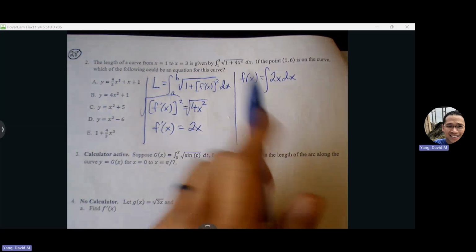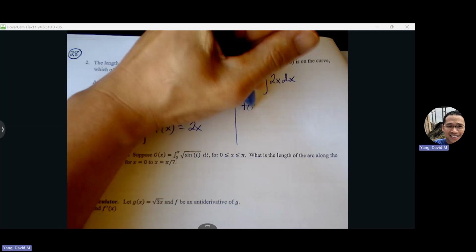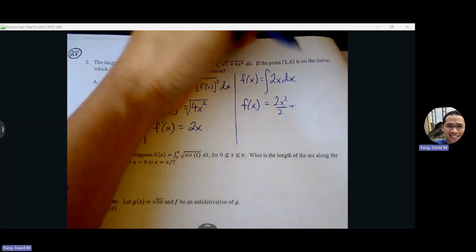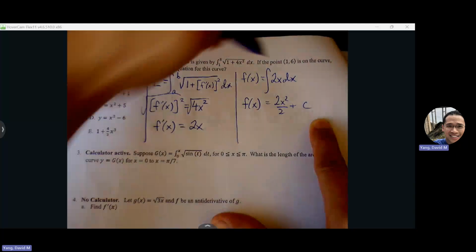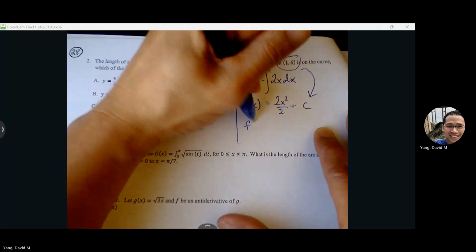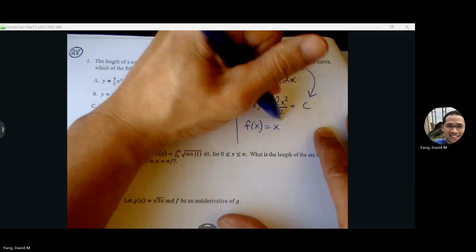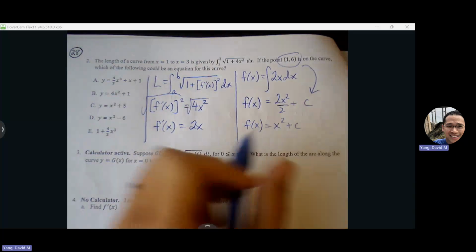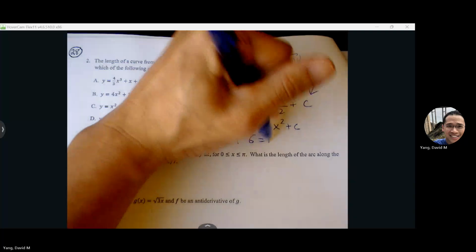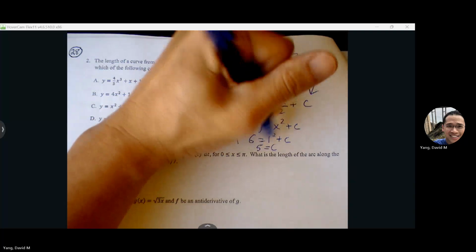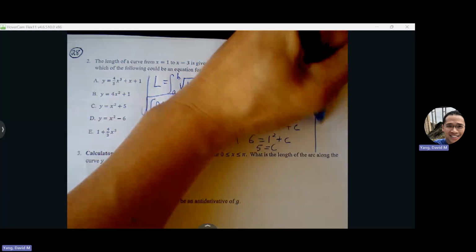Okay, what's the integral of 2x? Plus what? C. And they give us an ordered pair to help us find that C value. So 1 goes in for x, 6 in for y. Then solve for f of x.